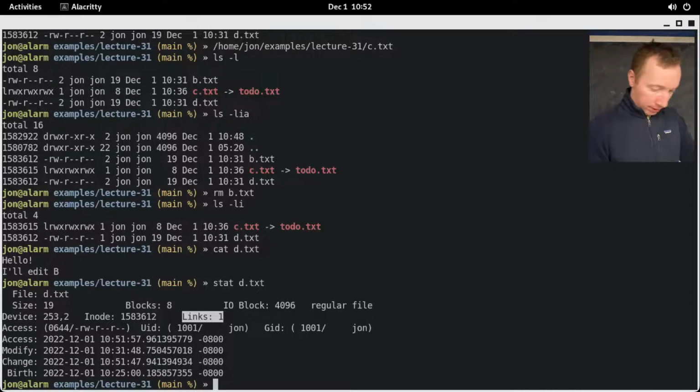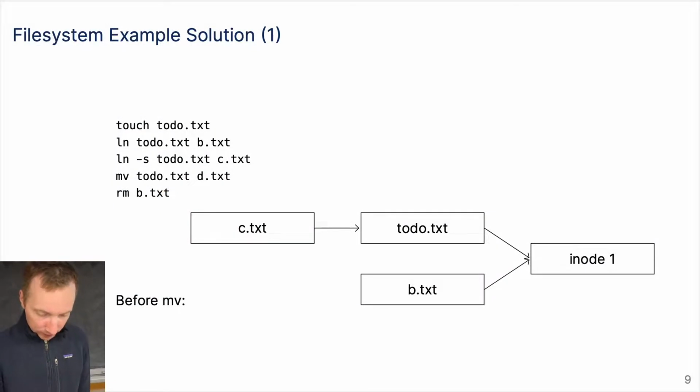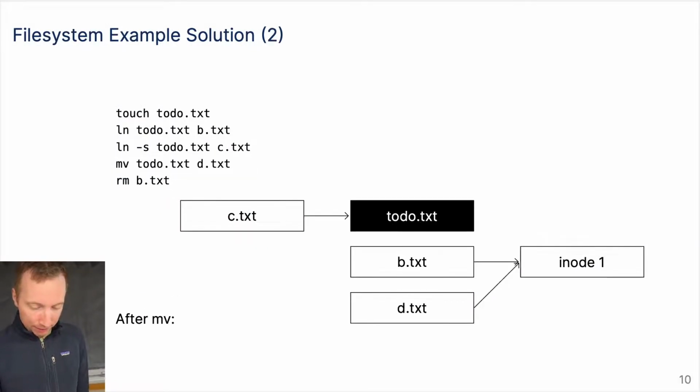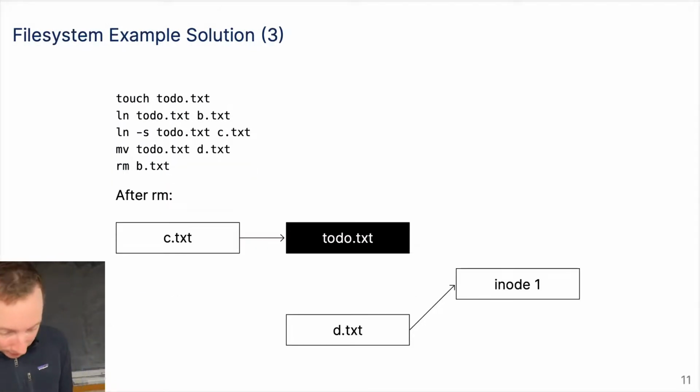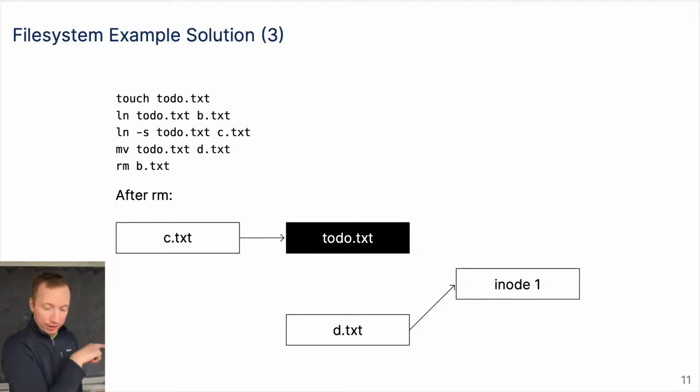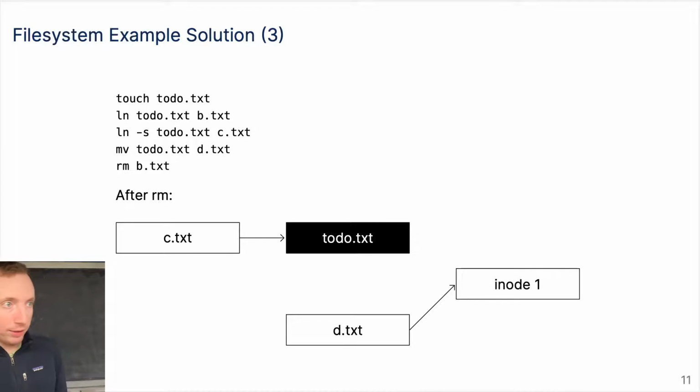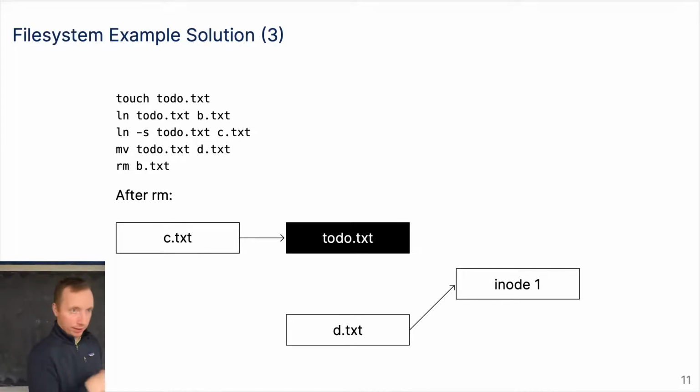Okay, so quickly, because we have TA evaluations we need to fill in as well. After all of this, it looks like this, where c.txt points to the name to-do.txt, which doesn't actually exist, so I'll put in a black background. And then d.txt points to an inode that actually represents the original to-do.txt. But to-do.txt has long been removed.